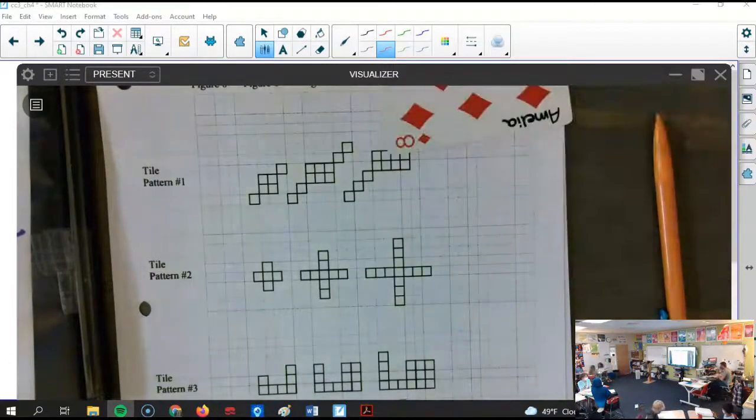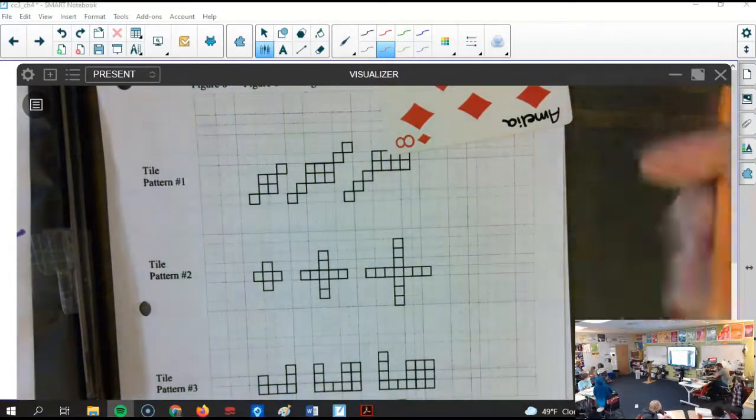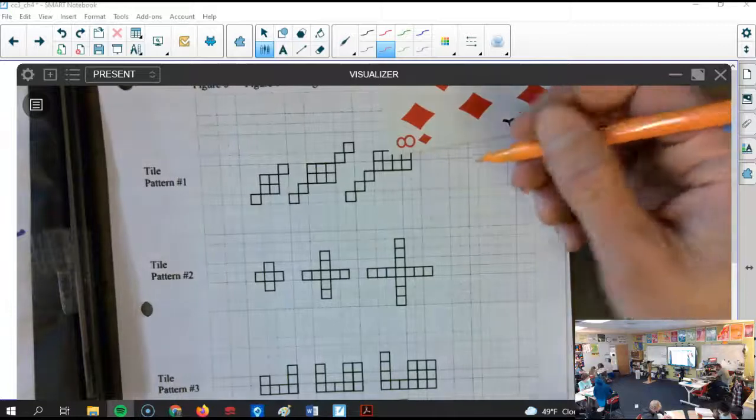So, Amelia, if we look at figure 0 here, what's it look like? Figure 0? It's just 2 blocks.